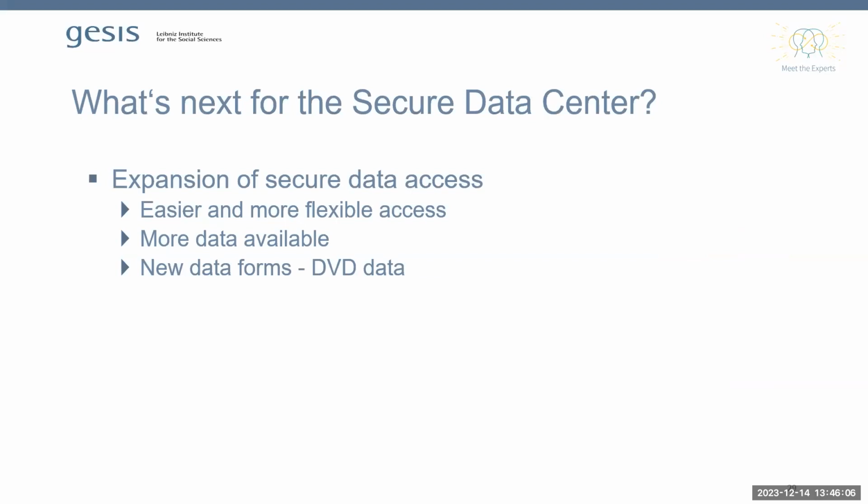That's really what we've been up to over the last couple of years, and the direction we're heading, our goal, is to expand data access to sensitive data. We want to make this access easier and more flexible. We don't want people having to fly from different parts of Europe and the world just to come and access data. We want to try and open it up a bit. We are looking at trying to get a wider variety of data, and that's going to include some of the new data forms like the DVD data.